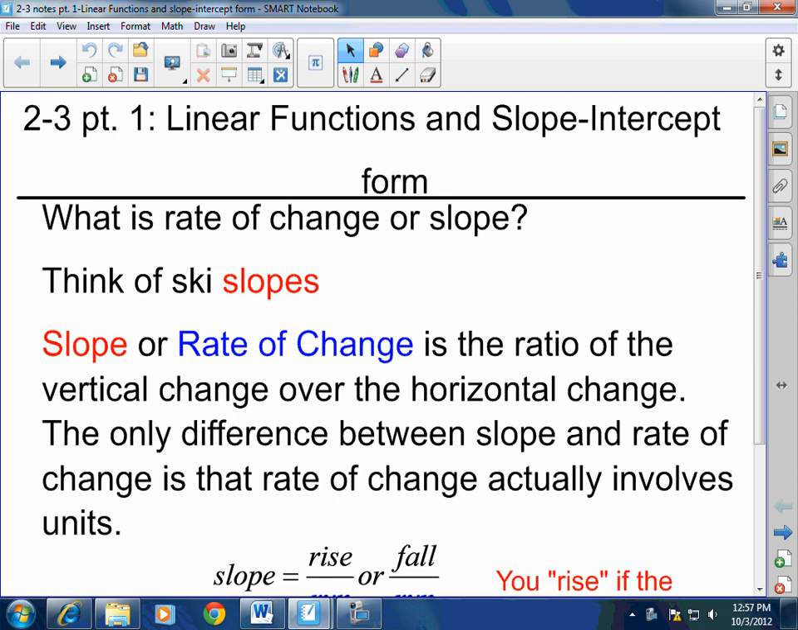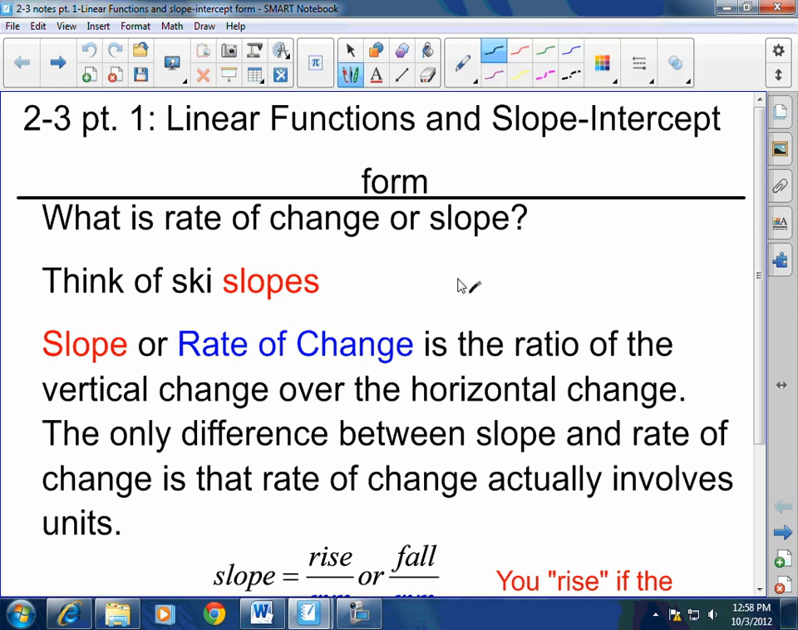Now, the first question that should come to your mind is, what is rate of change or slope? First of all, guys, rate of change and slope are the same thing. Rate of change just has units. Now, when you think of slopes, I like to always think of a ski slope. If anyone has ever been skiing or tobogganing or snowboarding, don't you go down the slopes? Now, when you're going down a slope, you're going a vertical distance and a horizontal distance.